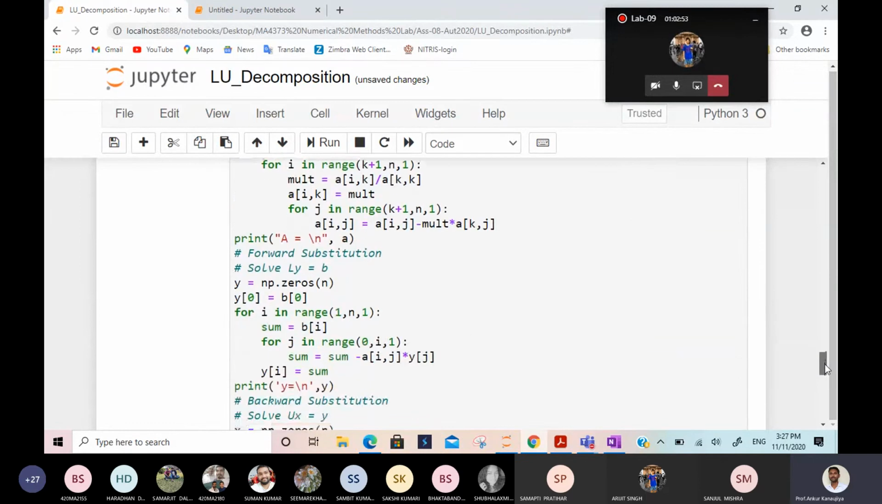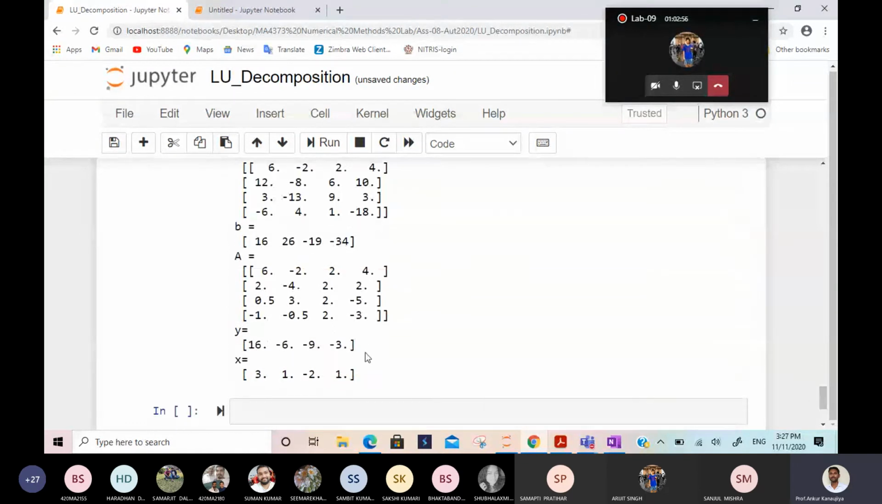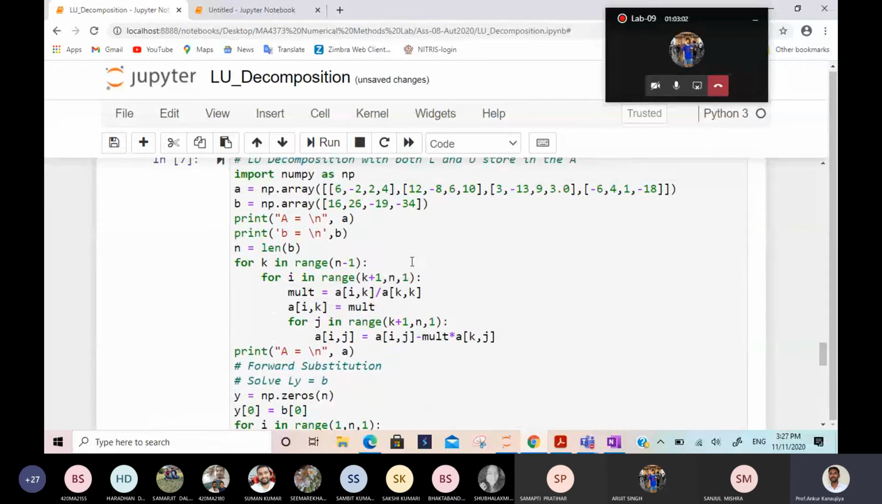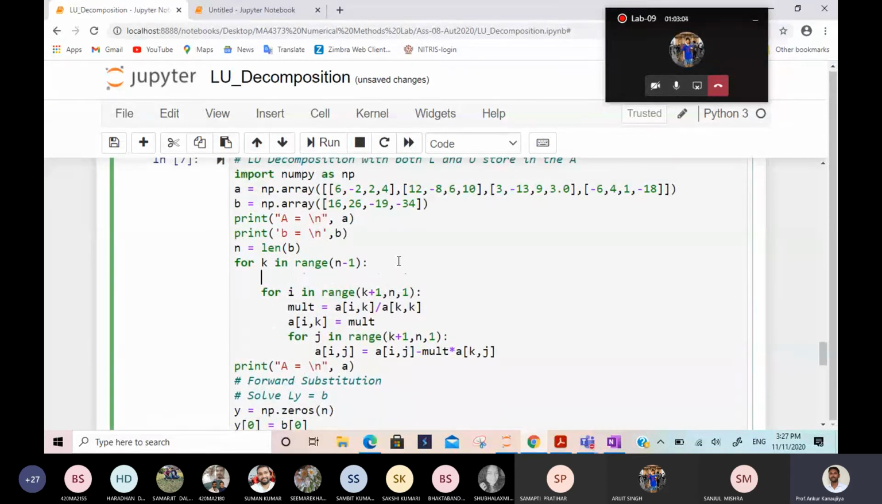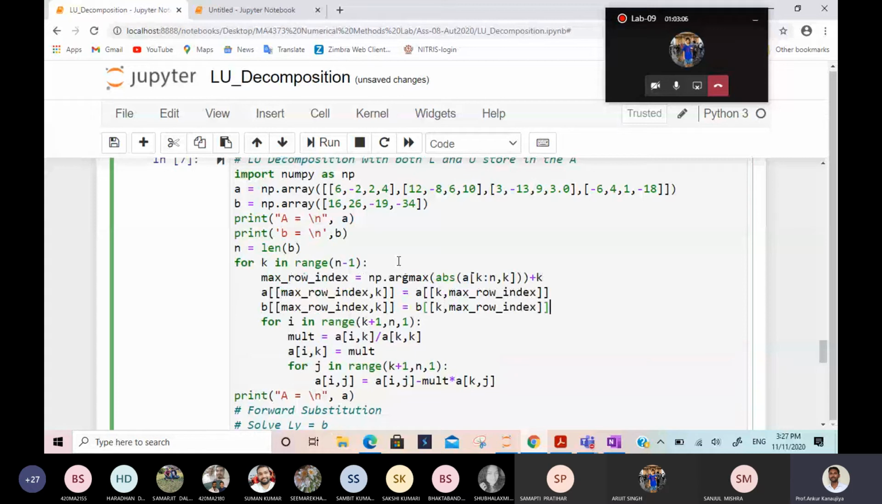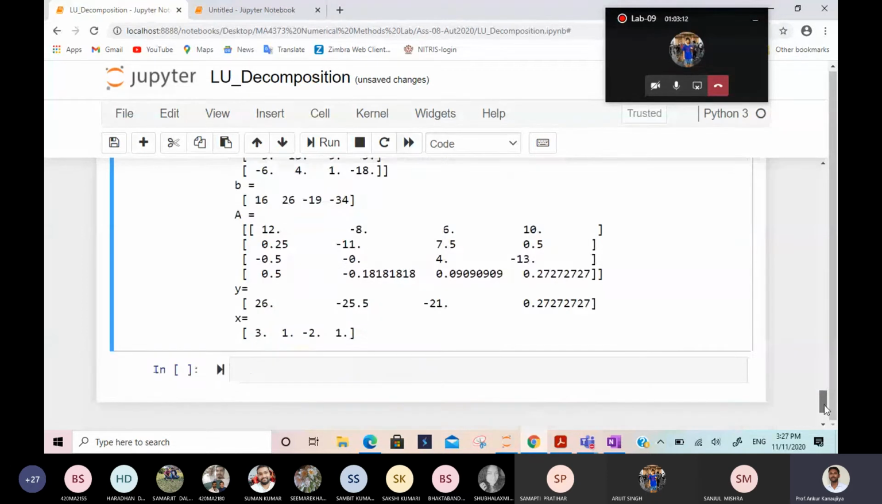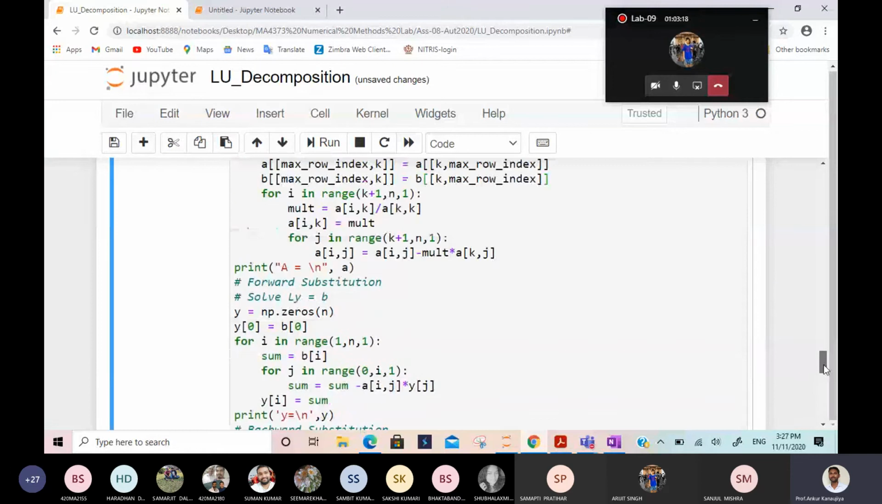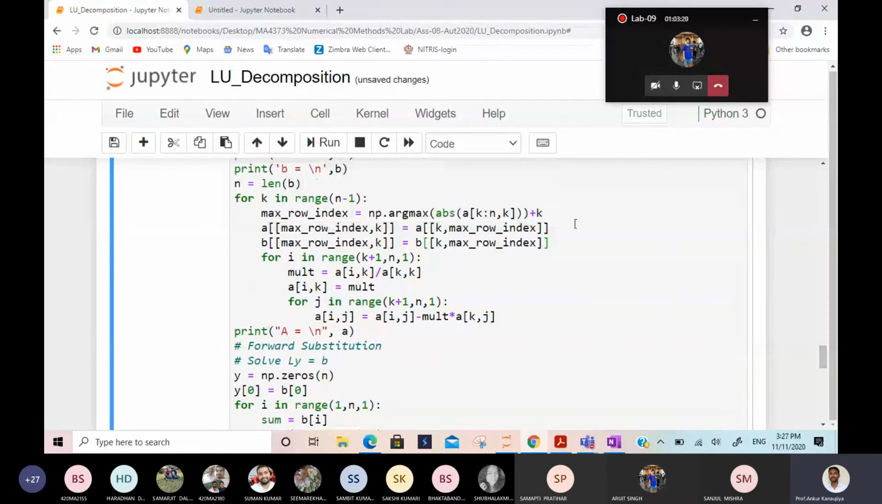So let us see, it is working and it is giving the answer 3, 1, -2 and 1. Here after this loop, I will copy all the three things, and if I run it, it will give the answer 3, 1, -2, 1. So now LU decomposition becomes LU decomposition with partial pivoting, only by adding these 3 lines.